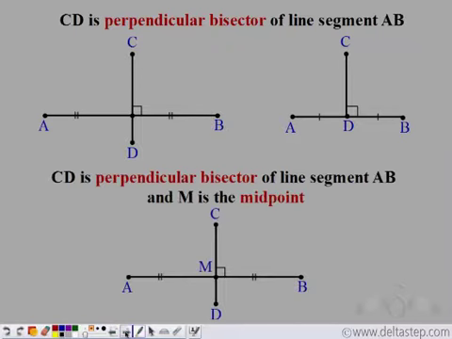But if we have CD is perpendicular bisector of line segment AB and M is the midpoint, then there is just one possibility. In this case, M is the midpoint of AB and hence D does not lie on AB. So this is just one possibility which we can have in this case.